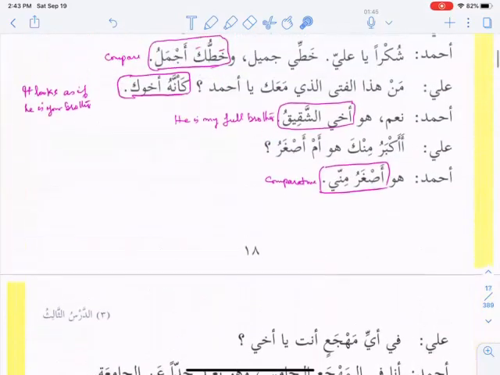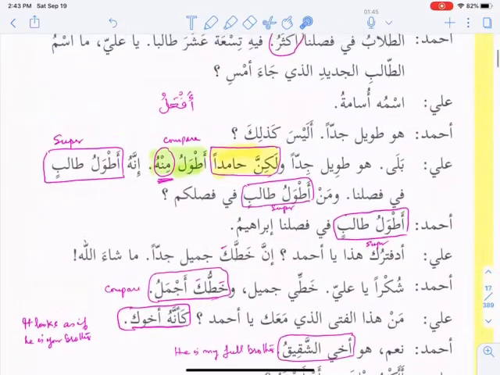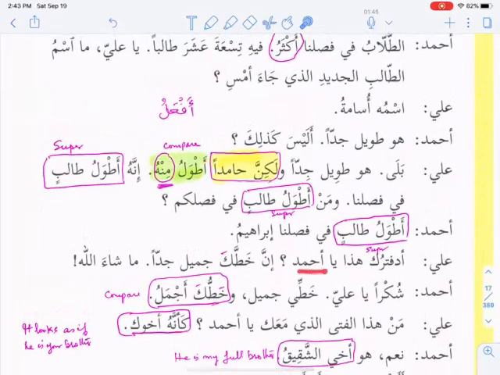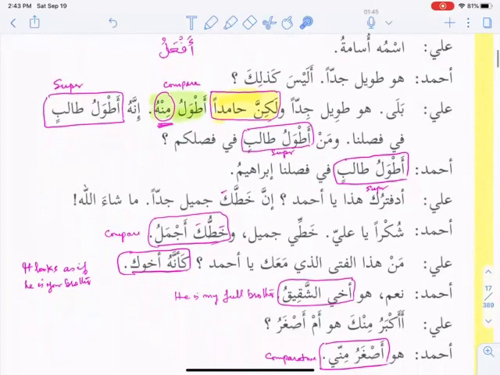Adaftaruka haza. Ya Ahmad, is this your notebook? Oh Ahmad, inna khattaka jamilun jiddan. MashaAllah. Verily, your handwriting is extremely beautiful. Ahmad says, Shukran ya Ali, khati jamilun. My handwriting is beautiful. Wa khattuka ajmalu. Your handwriting is more beautiful.